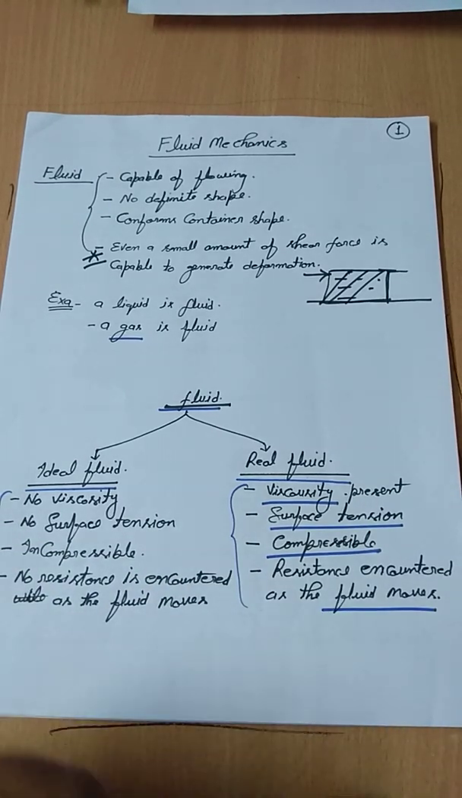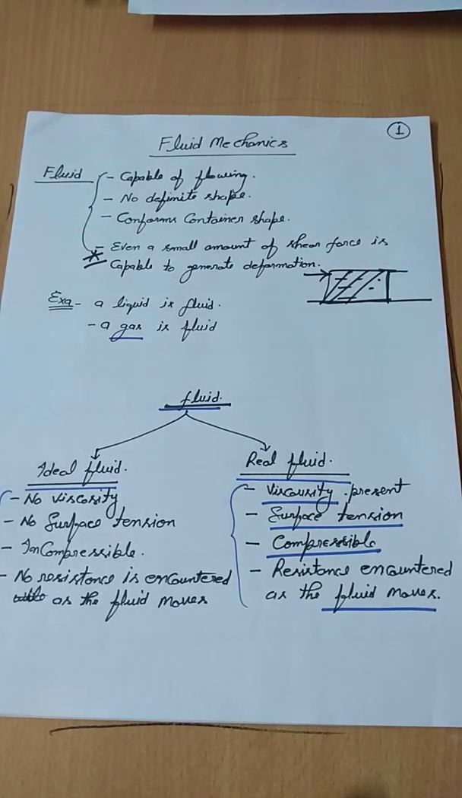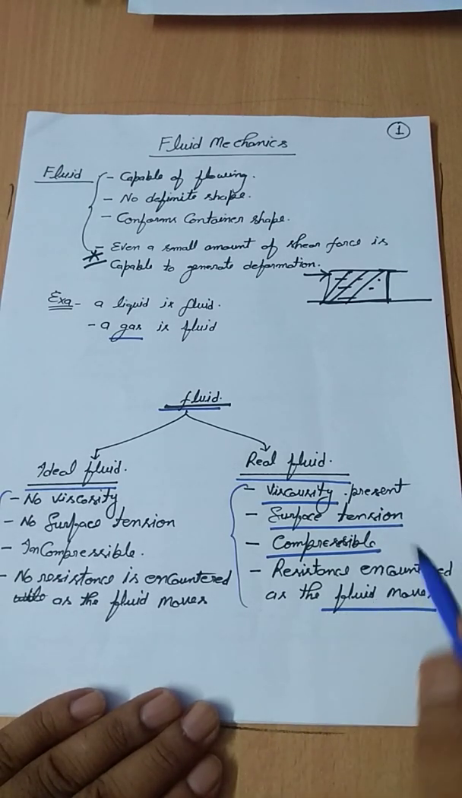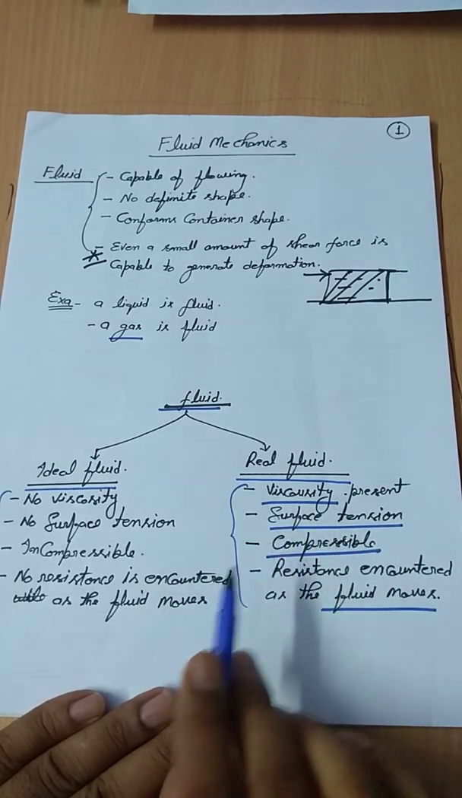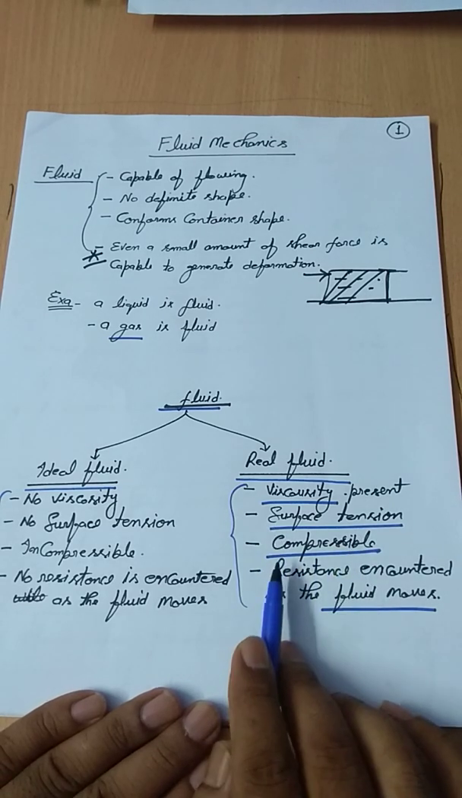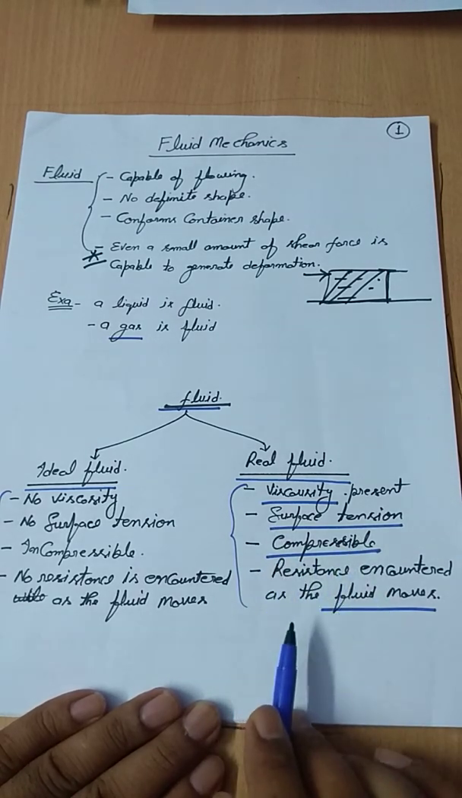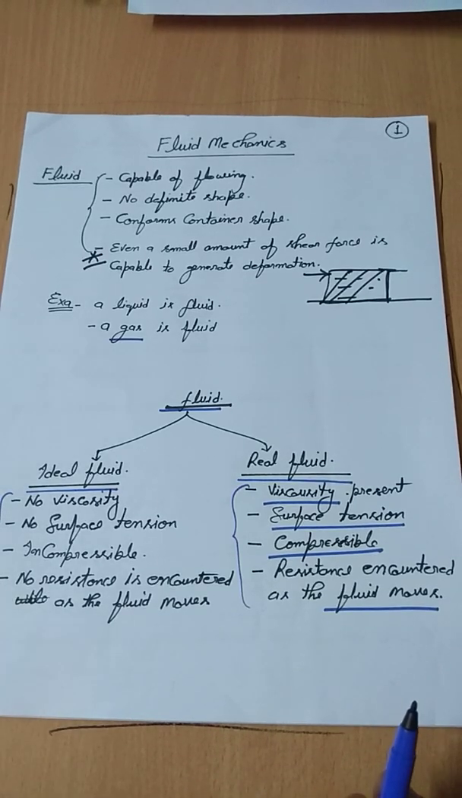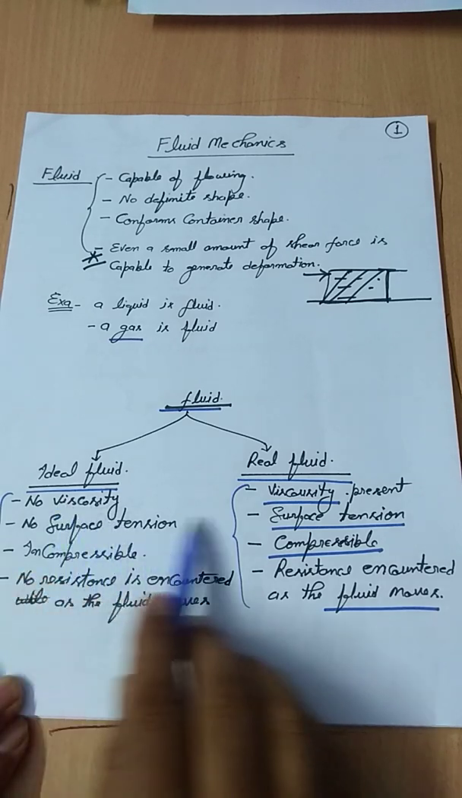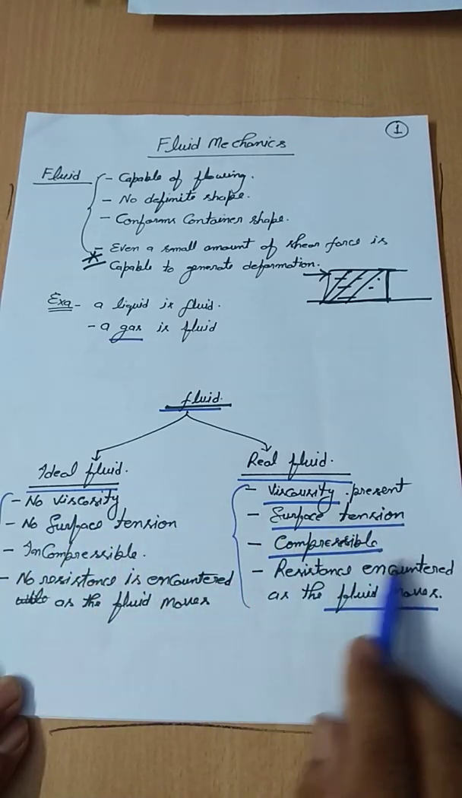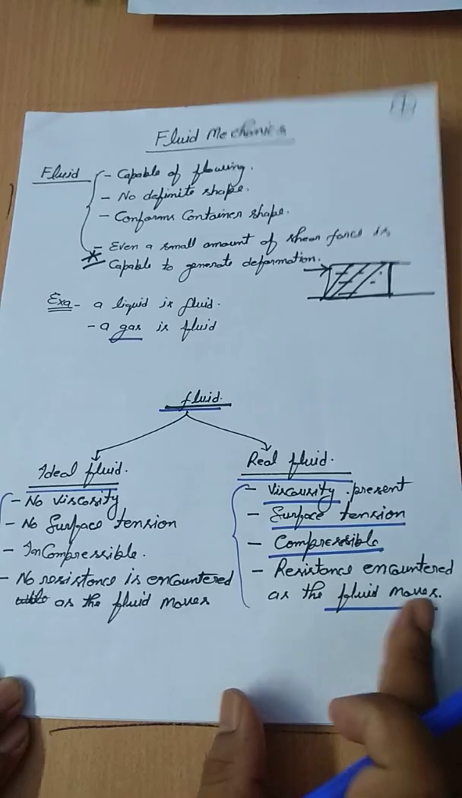Then what about the ideal fluid? Ideal is something which is applicable in certain conditions. Means what is an ideal fluid? An ideal fluid does not have these kinds of properties. The fluid will not have viscosity, it doesn't show surface tension, it doesn't show compressibility, and it doesn't offer any resistance to motion. So a fluid which doesn't possess these properties will be called an ideal fluid.